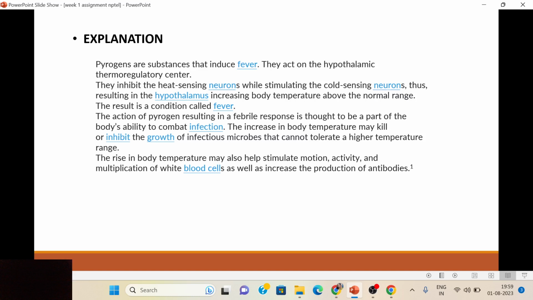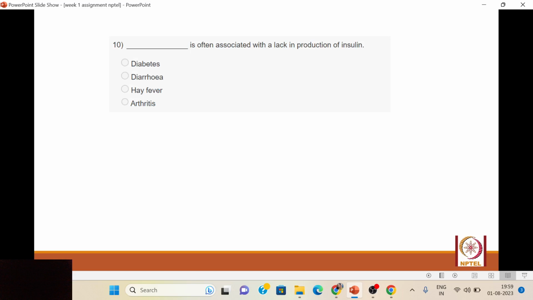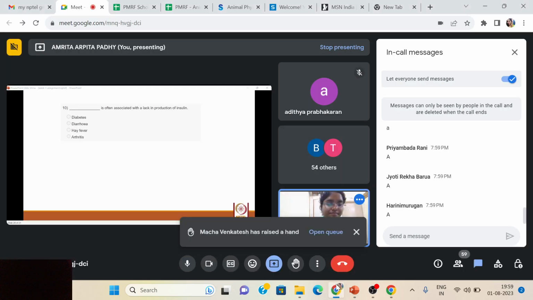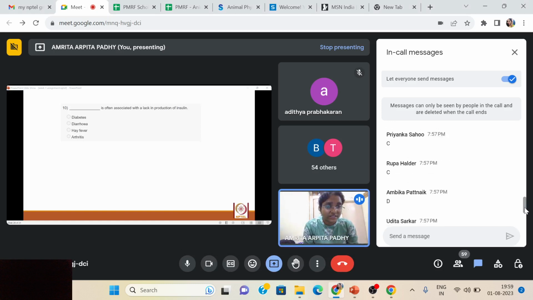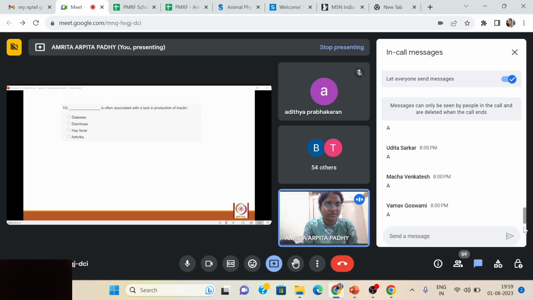Okay. So we'll move on to the last question of our session. Dash is often associated with lack of production of insulin, diabetes, diarrhea, hay fever, arthritis. A very simple question. I think everyone knows the correct answer. Whoever is raising a hand, if I missed anything, if you still have any query, please write it down in the chat box.